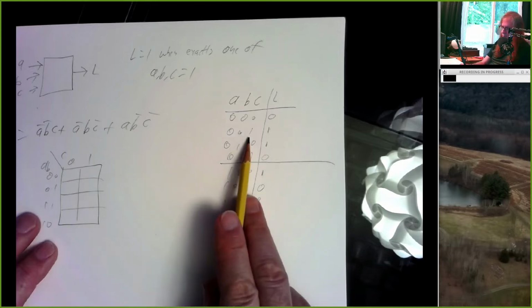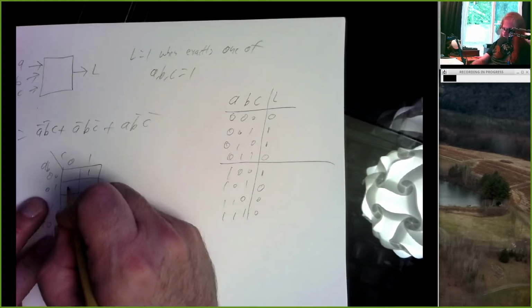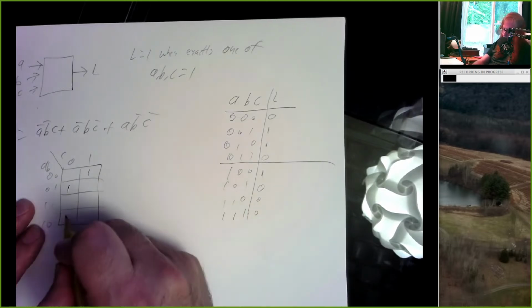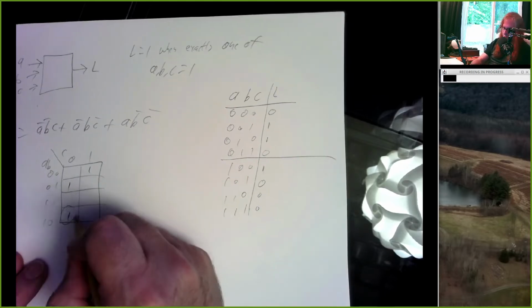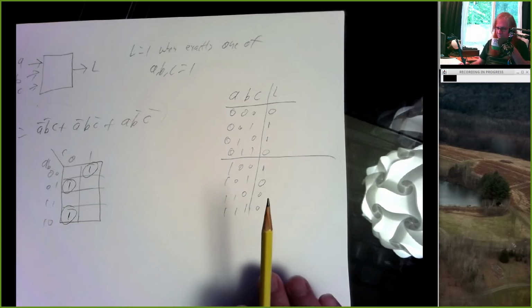So we want ones in 0, 0, 1 and 0, 1, 0 and 1, 0, 0. And there's no better covering than just that, which means that your simplified equation will be exactly the same.